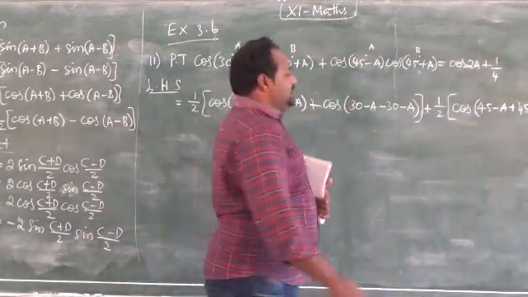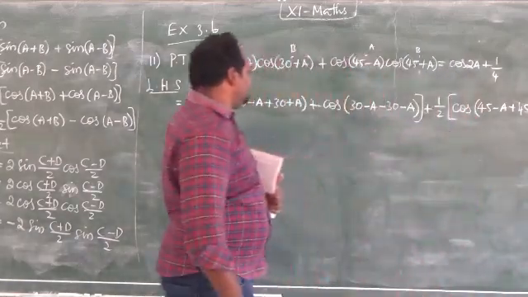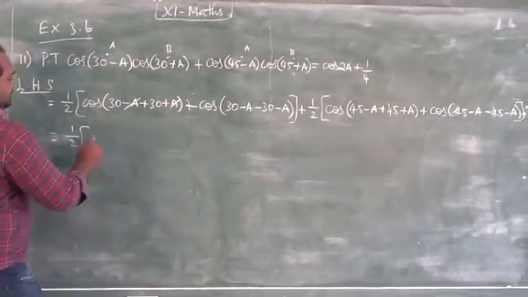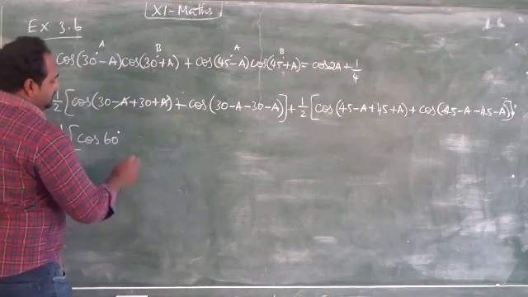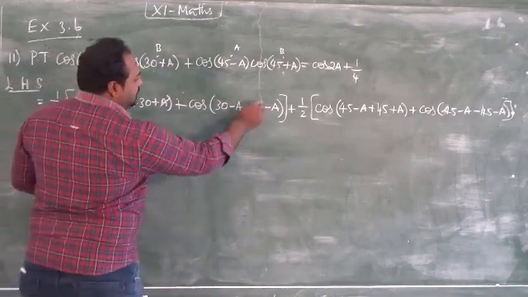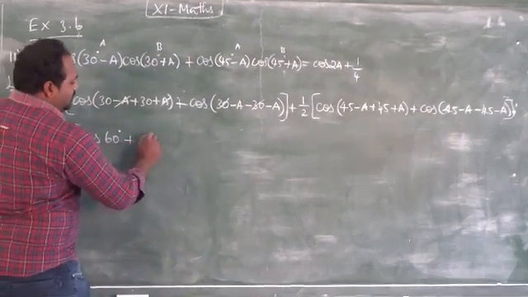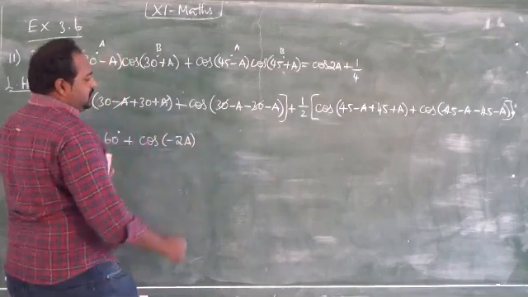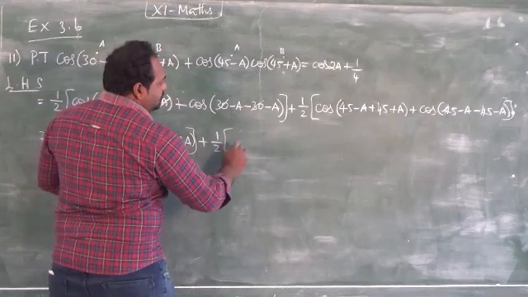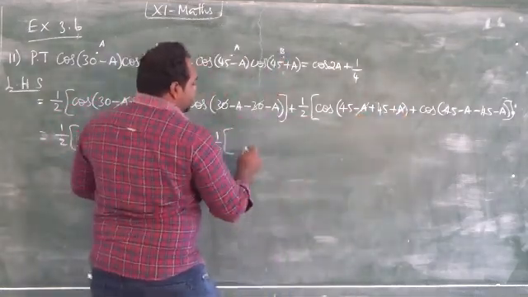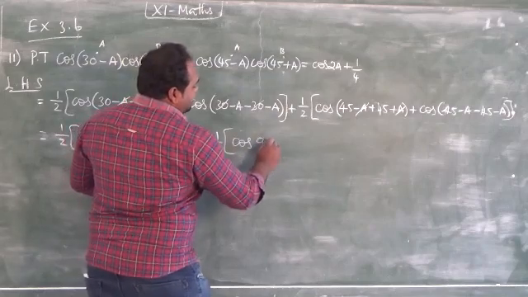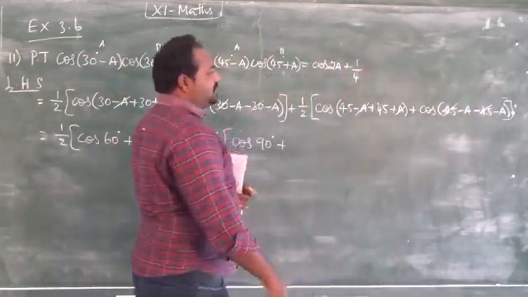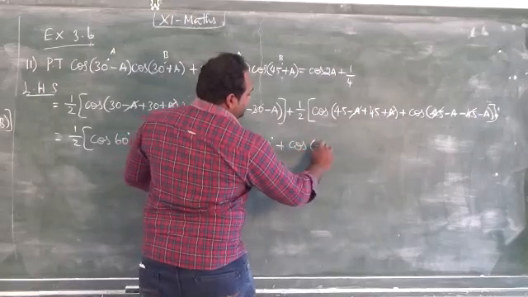So after expressing the identity, we can do a simple simplification. 1/2 [minus A plus A will be cancelled, 30 plus 30 gives cos 60°, plus here 30 minus 30 is cancelled, leaving cos(−2A), don't forget it] plus 1/2 [here we have a cancellation, minus A plus A, 45 plus 45 gives cos 90°, plus here minus 45 plus 45 is cancelled, leaving cos(−2A)].